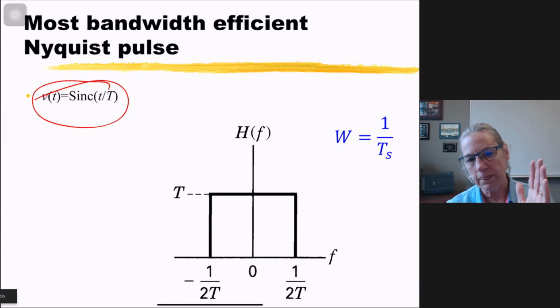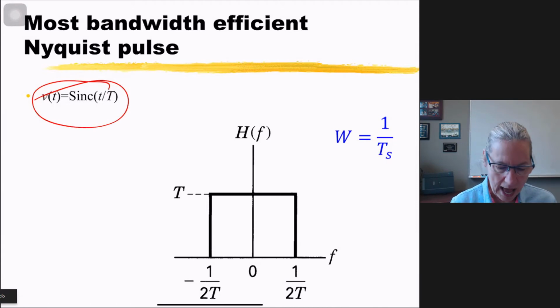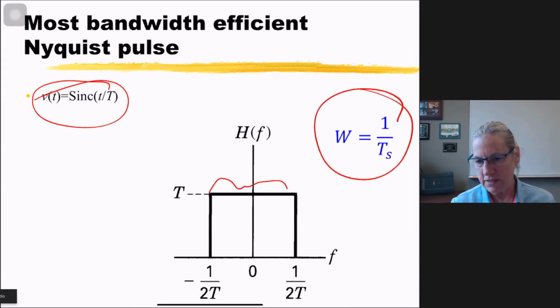which means that if I look at the frequency representation of that signal, I would get a power spectral density that was rectangular between minus 1 over 2T and 1 over 2T. So the total bandwidth would be 1 over T. And T, of course, is the time of one symbol. So this is the minimum bandwidth I can occupy.